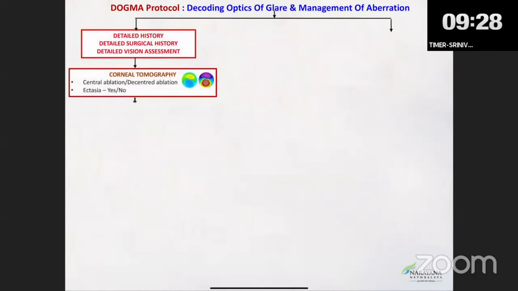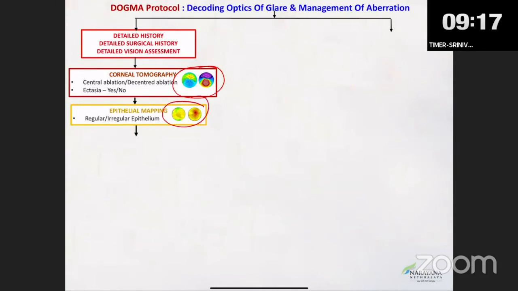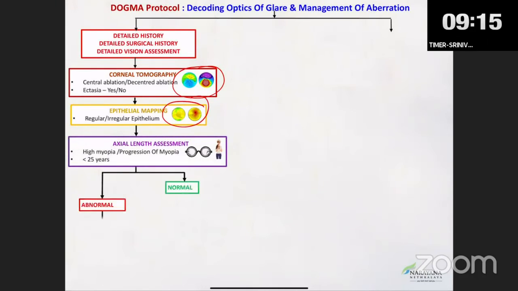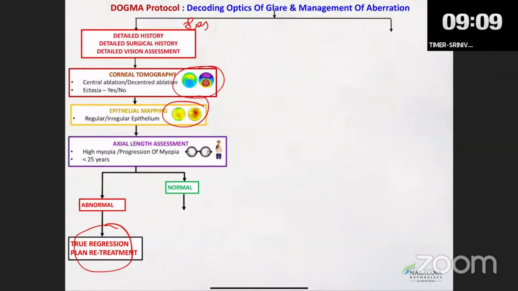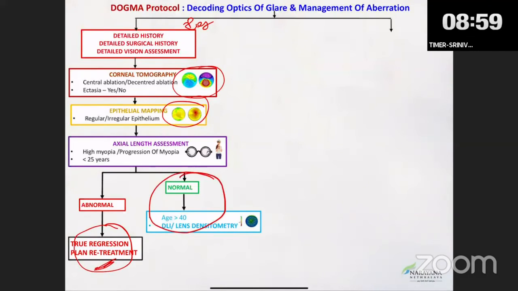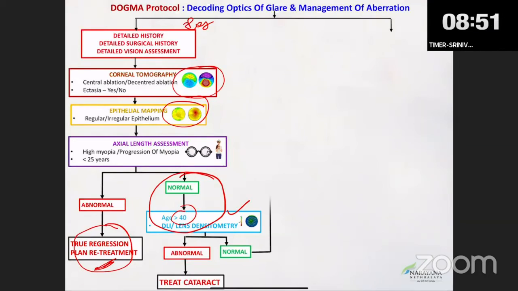So when you look at glare, which is again one of the most important factors, I mentioned in the beginning, it's more like a recap here. Look at the epithelial mapping, assess the myopic strength, and see if it's a true regression. This is for when the patient comes to you saying that he's got his power back, which is always a cause of concern. If it's true, do a retreatment. But if it's normal, and you see a lot of changes in the densitometry, which can happen anytime after the age of 40, then you probably need to take care of a cataract surgery.